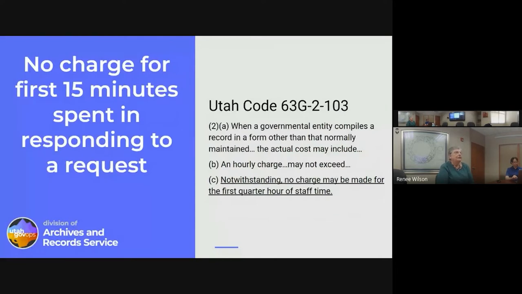The next section that was changed this year is 103, and it's actually, that's wrong. It's 203. So when a governmental entity compiles a record in response to a request in a format that is not normally maintained, the governmental entity can charge a reasonable fee for processing that request. And then it goes on to say that for time spent, the hourly charge cannot exceed the wage of the lowest paid employee who is capable of doing that work. And then notwithstanding, no charge can be made for the first quarter hour of staff time. So that particular part, the first quarter hour of staff time, is the focus of the change this year.